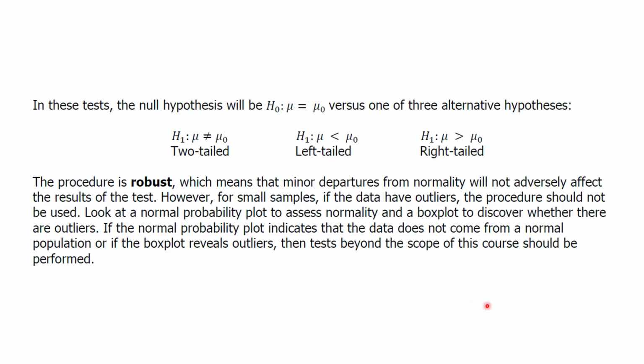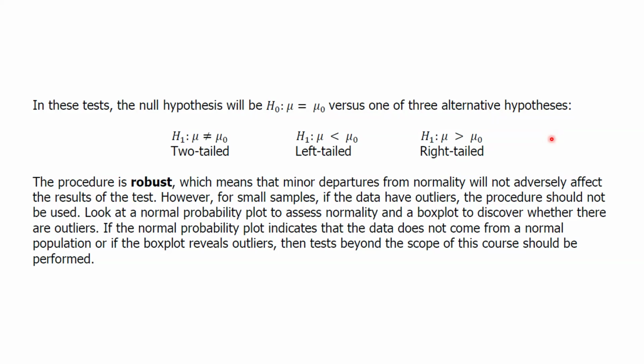So in these tests, the null hypothesis will be mu equals mu naught versus one of the three alternative hypotheses, where you have mu does not equal mu naught, mu is less than mu naught, or mu is greater than mu naught. Okay, so mu naught here represents the claimed value for the population mean. For example, if we claim that the average height is 65 inches, then mu naught would equal 65.